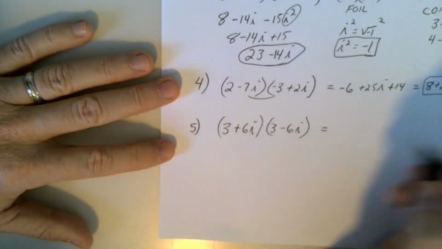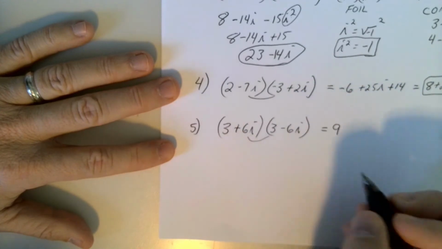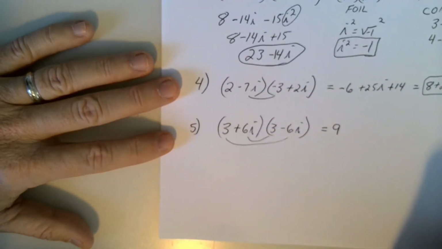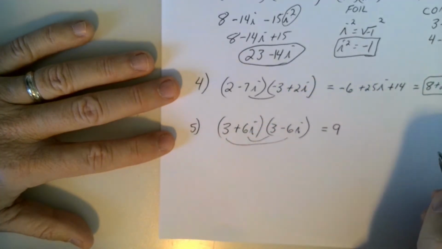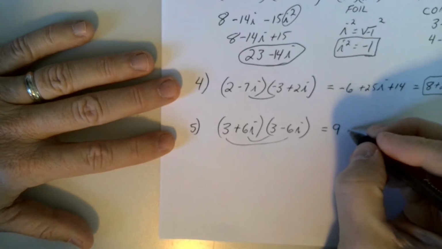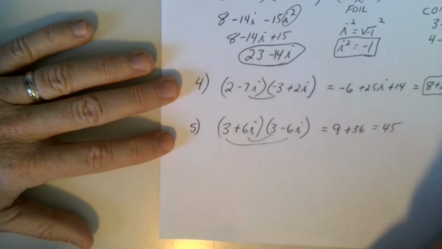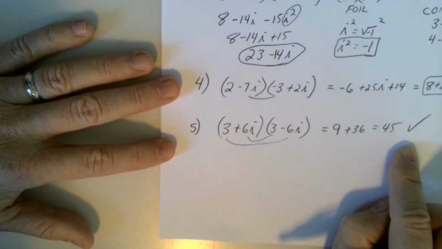Awesome, so hopefully it looked just like this. 3 times 3 is 9. Inside is 18i, outside is negative 18i, and those things cancel. That's awesome. And then you have 6i times negative 6i, which is negative 36i squared, or plus 36, which equals 45. And this is a really important fact, okay?